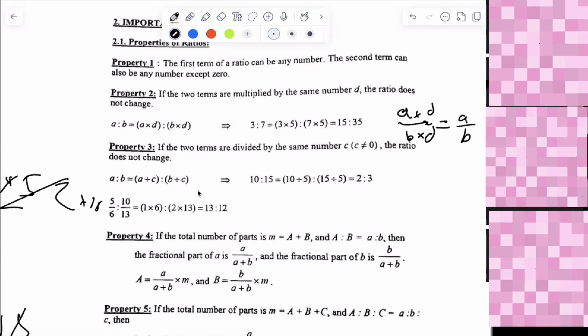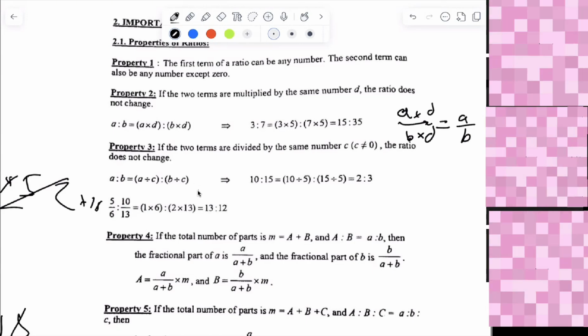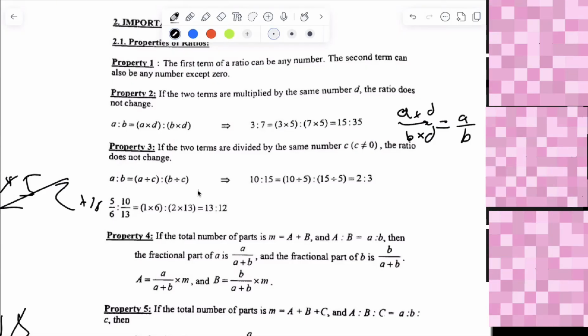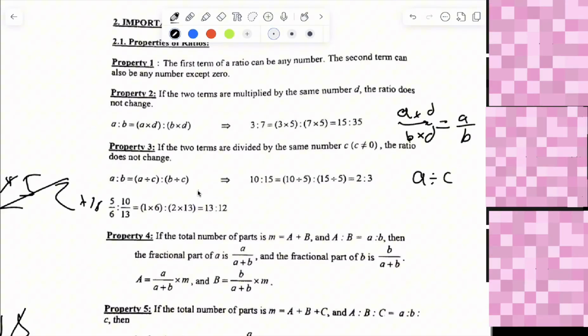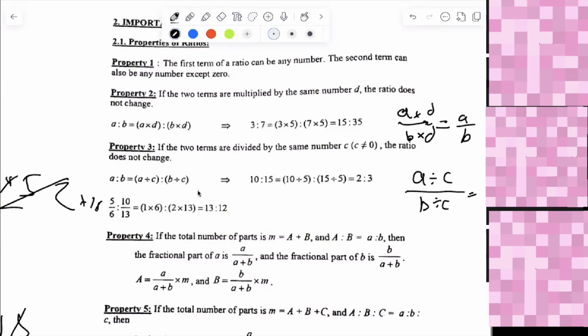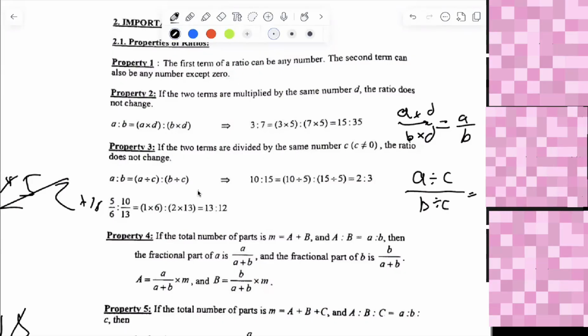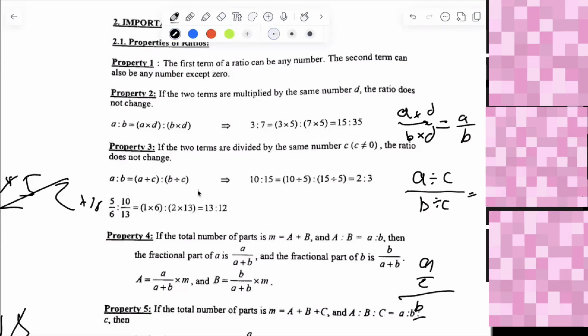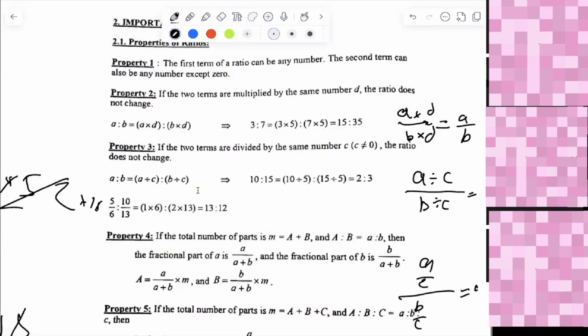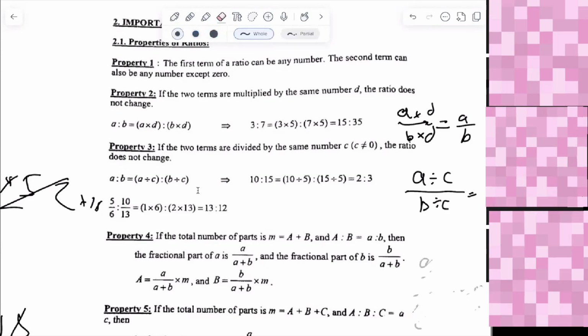Property 3: if the two terms are divided by the same number c, not equal to 0, the ratio does not change. Same exact reason why. A divided by c over b divided by c is obviously the same, since you can easily make it into fractions. This just simplifies to a divided by b, which is the exact same proportion or ratio.